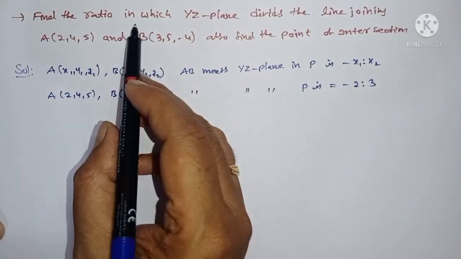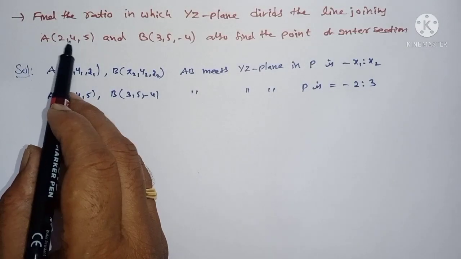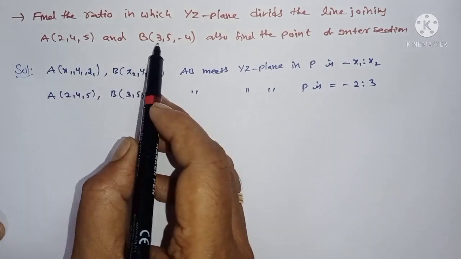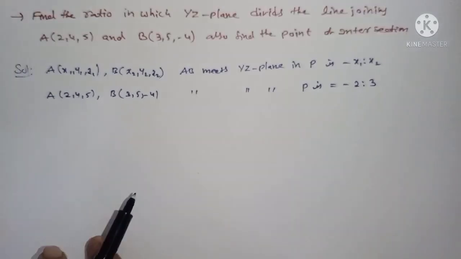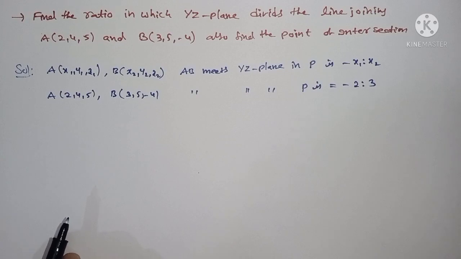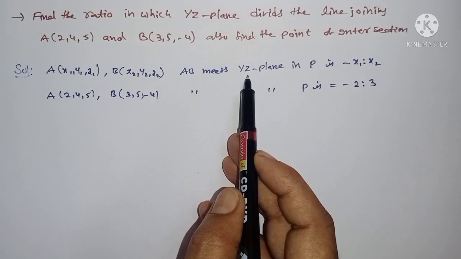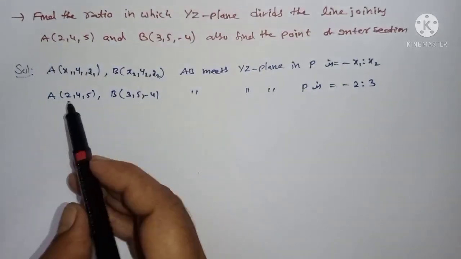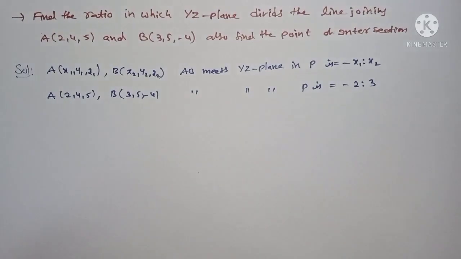Okay, next question is: find the ratio in which the YZ plane divides the line joining the points A(2, 4, 5) and B(3, 5, −4). Also find the point of intersection. One formula is: if points A, B are given and the plane is the YZ plane, the remaining coordinate is x only, therefore the ratio is minus x1 is to x2. Here x1 is 2 and x2 is 3, so minus 2 is to 3.